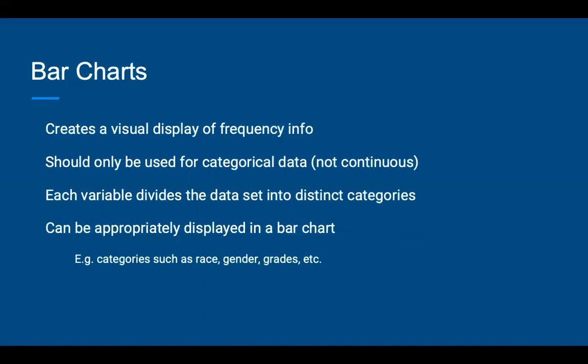Bar charts. What this does is it creates a visual display of frequency information, and it should only be used with categorical data, not continuous. So this is like, once again, how many females are in your study, how many males are in your study, how many transgendered individuals are in your study, and it'll give you a percentage or a number and a nice little visual of a bar. Or I think you can use pie charts, whatever you think is going to best describe your data.